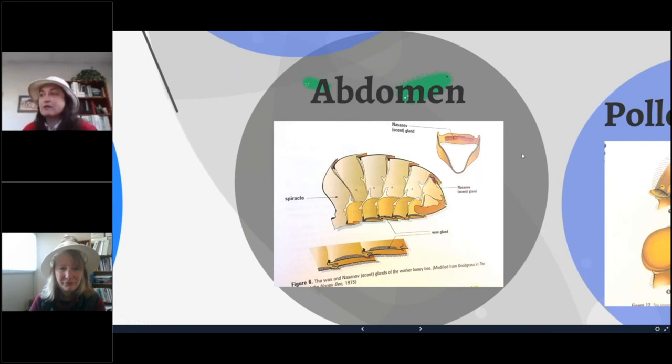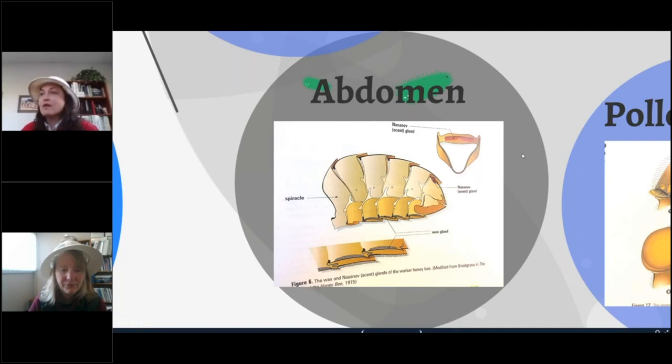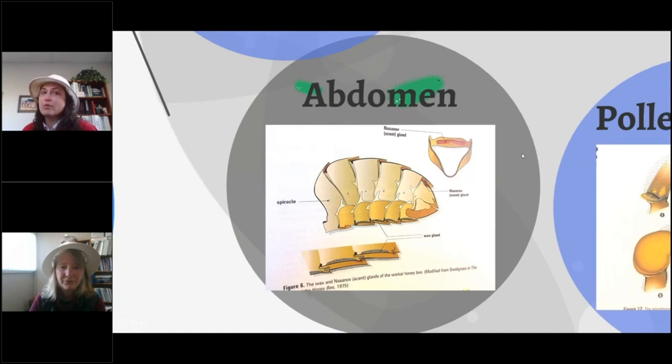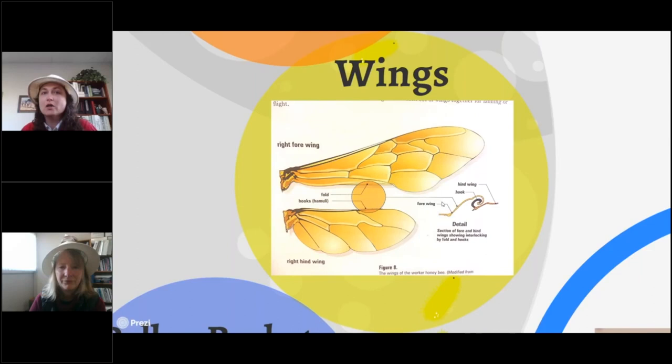Here's the wings, and they're connected by this hook here. And the wings are really important to bees so that they can fly and forage for nectar and pollen and tree sap and water. And they also use the wings to evaporate the honey. Believe it or not, they won't seal the honey in the cells with wax until it's exactly 17% moisture content.